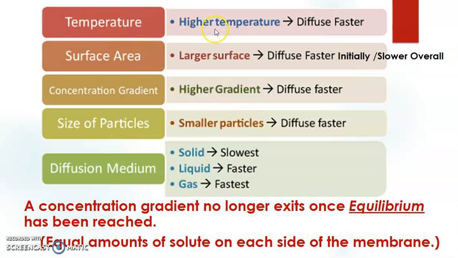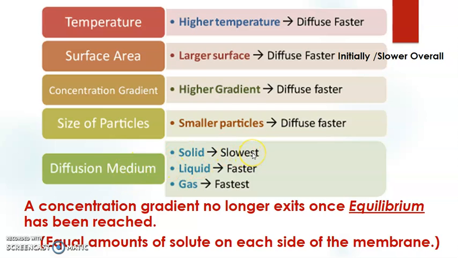Again, just looking at another graphic, temperature: the higher the temperature, the faster the rate of diffusion. Surface area: with the larger surface, you may have diffusion occur faster across the membrane, but as those particles are trying to move within the cell, the overall rate of diffusion is getting slower. So it's not a good thing to be a large cell. Again, higher gradient, faster rate of diffusion; smaller particles, faster rate of diffusion. And again, what is the medium? Solid obviously would be the slowest.